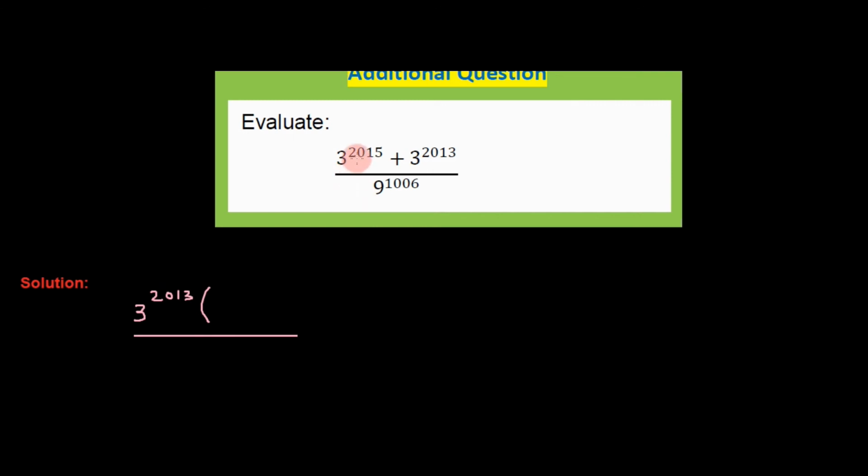What's left of the first term, 2015 less 2013, will be 2. So we're left with 3 squared. Note that when we multiply back in, we're going to get back to 3 to the 2015. And then, of course, plus 1. In the denominator, we're going to write 9 as 3 squared. So we're going to have 9 to the power of 1006, which we can write as 3 squared to the power of 1006. And in multiplying the powers, we get 2012. So in the denominator, we have 3 to the power of 2012.